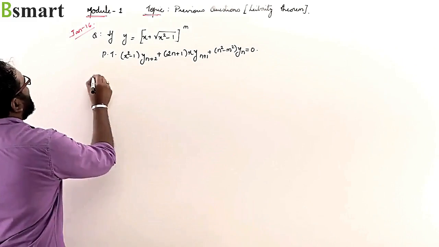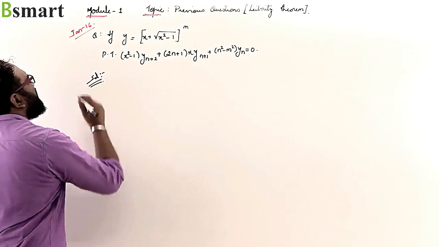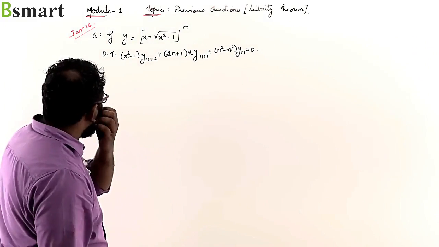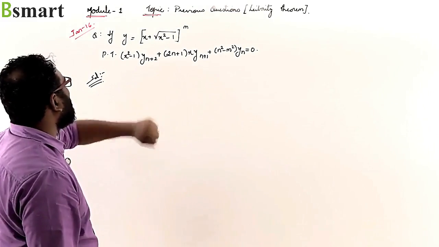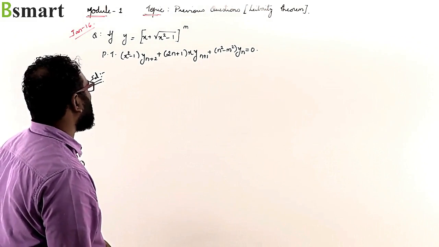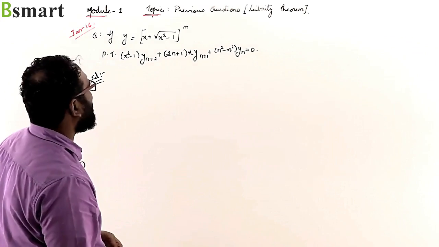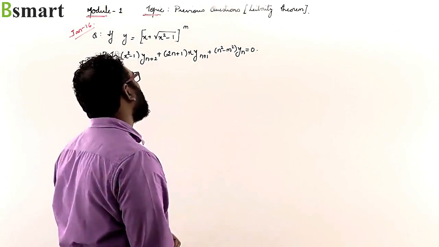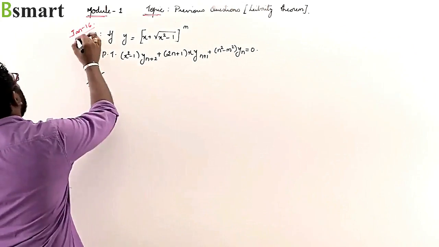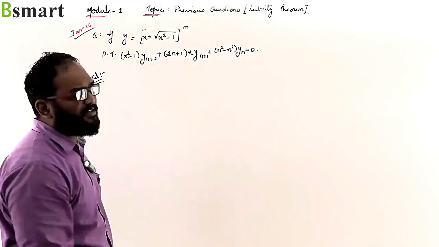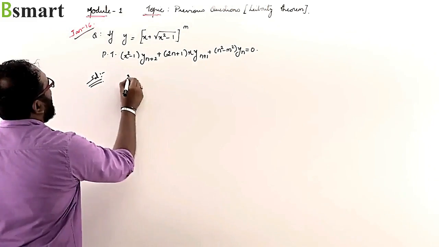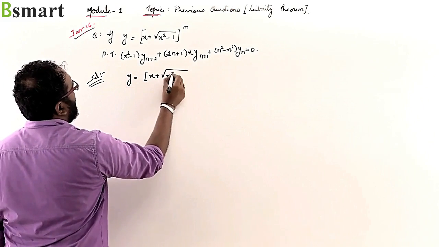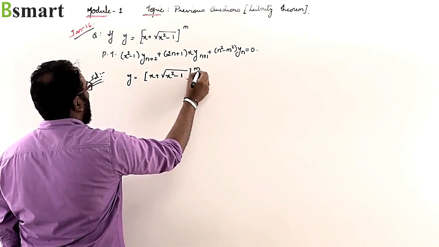Now, he has given y is equals to x plus root over x square minus 1 to the power m, and he is asking us to prove the following: x square minus 1 into yn plus 2 plus 2n plus 1 into x into yn plus 1 plus n square minus m square into yn is equals to 0. This question was asked in the year Jan 2016. So now, given y is equals to x plus root over x square minus 1 to the power m.